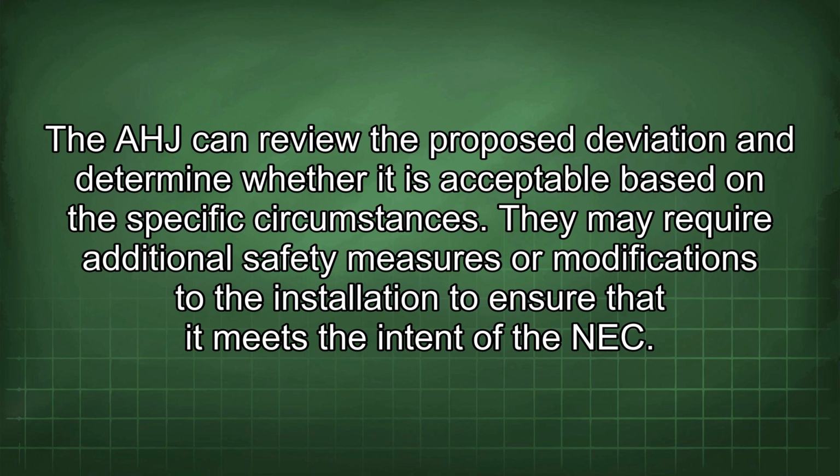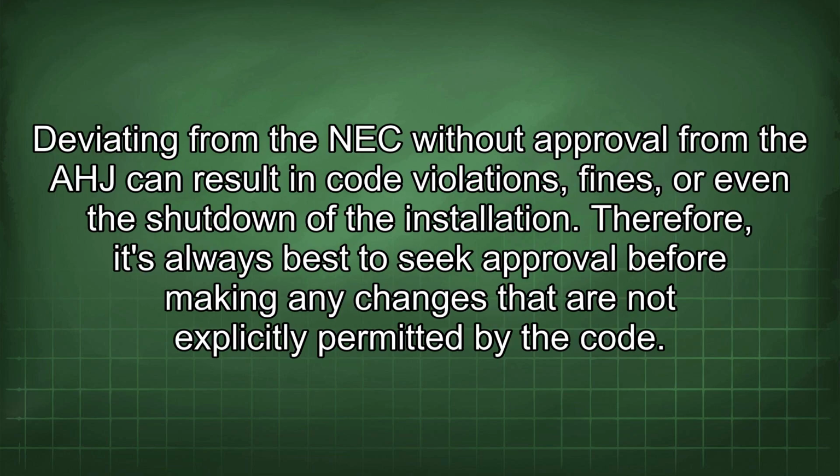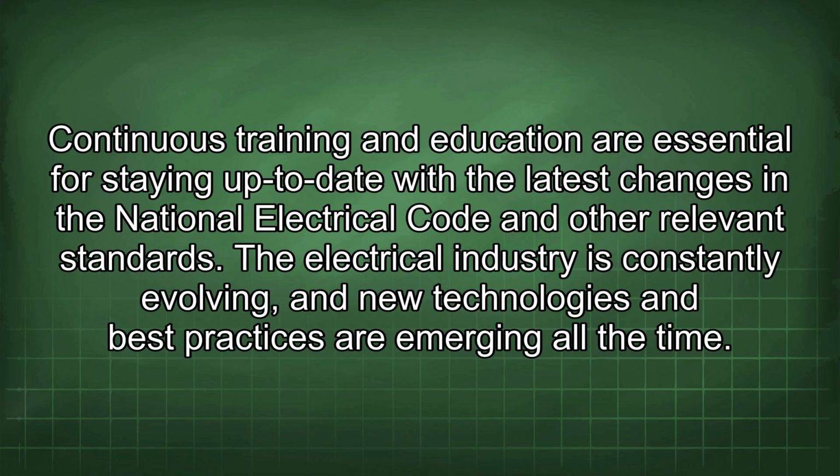They may require additional safety measures or modifications to the installation to ensure that it meets the intent of the NEC. Deviating from the NEC without approval from the AHJ can result in code violations, fines, or even the shutdown of the installation. Therefore, it's always best to seek approval before making any changes that are not explicitly permitted by the code. Continuous training and education are essential for staying up to date with the latest changes in the National Electrical Code and other relevant standards.